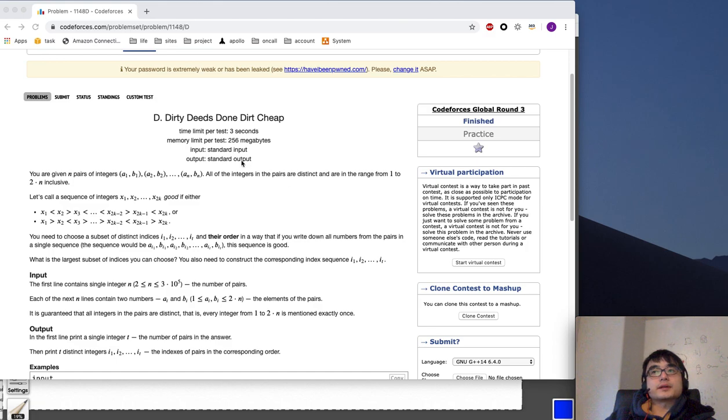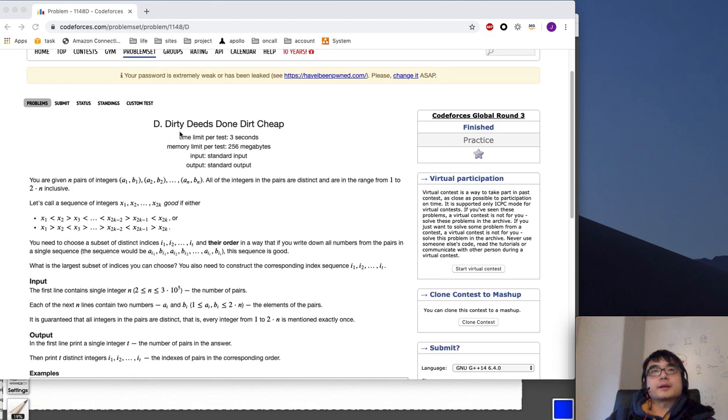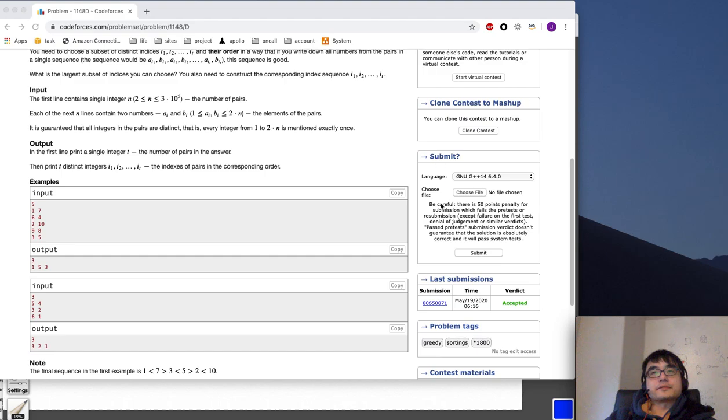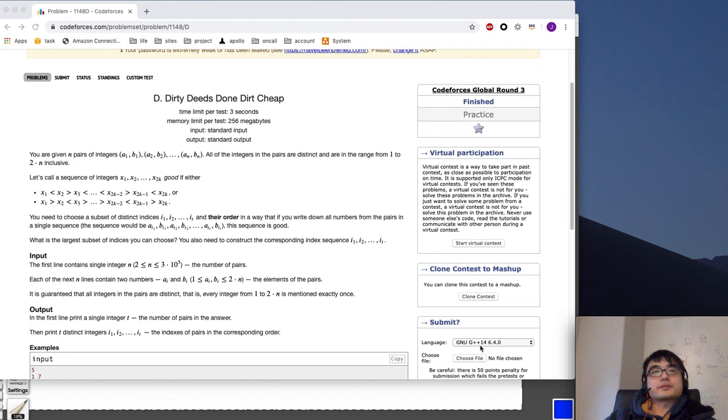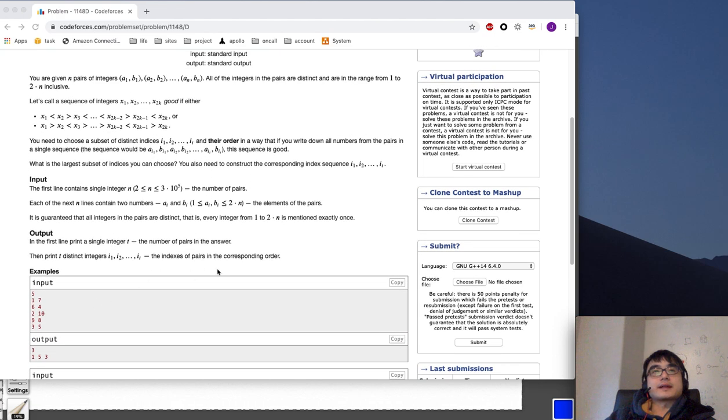Guys, today we are going to discuss this problem. It's problem D in Codeforces Global Round 3, and its rating is 1800. As always, we are going to introduce this problem by explaining the example here.